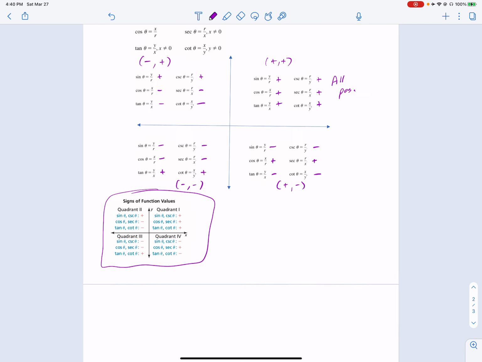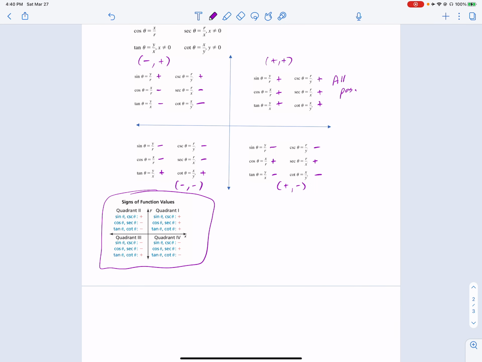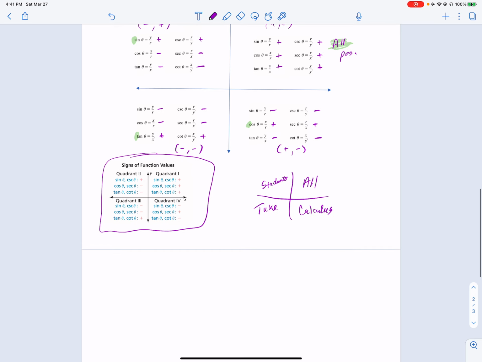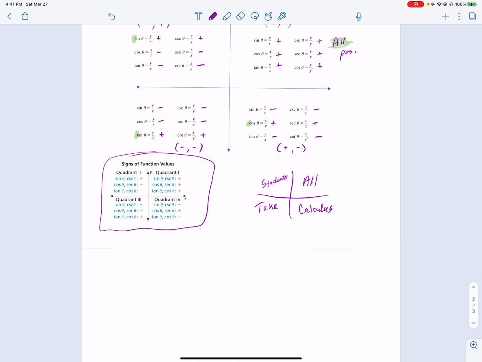And so we have this little saying, and it has to do with all are positive in quadrant 1. And then we kind of focus on sine, tangent, and cosine. And we say all students take calculus. And the idea is all are positive in quadrant 1.